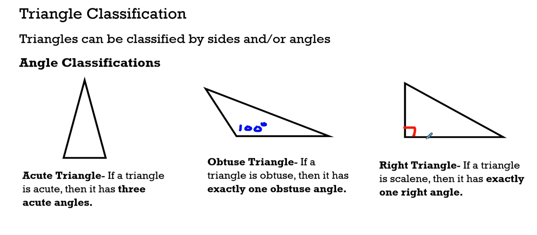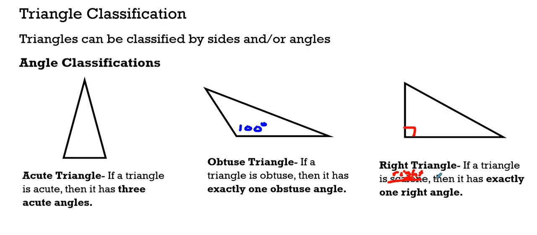A triangle is... I was obviously cutting and pasting, and I didn't get that. Sorry, that should read right. Apologies. Then it has exactly one right angle. Again, we'll talk about why you can't have more than that in later lectures.